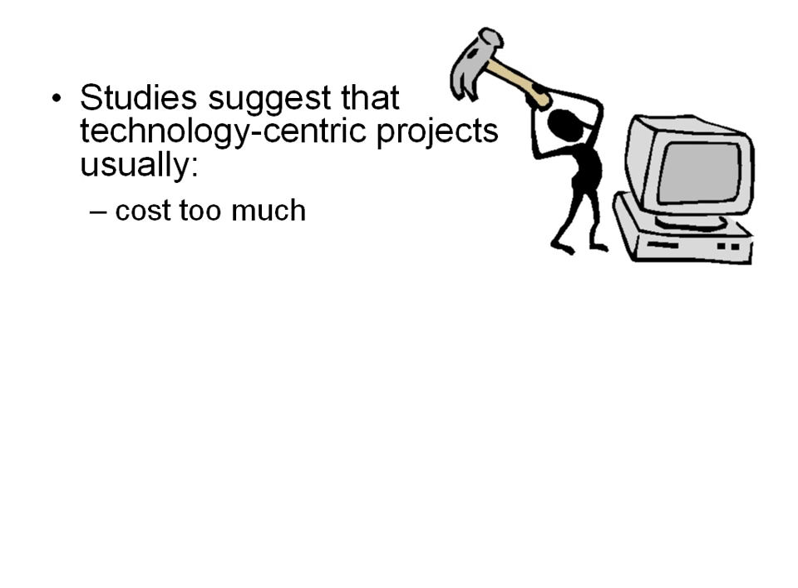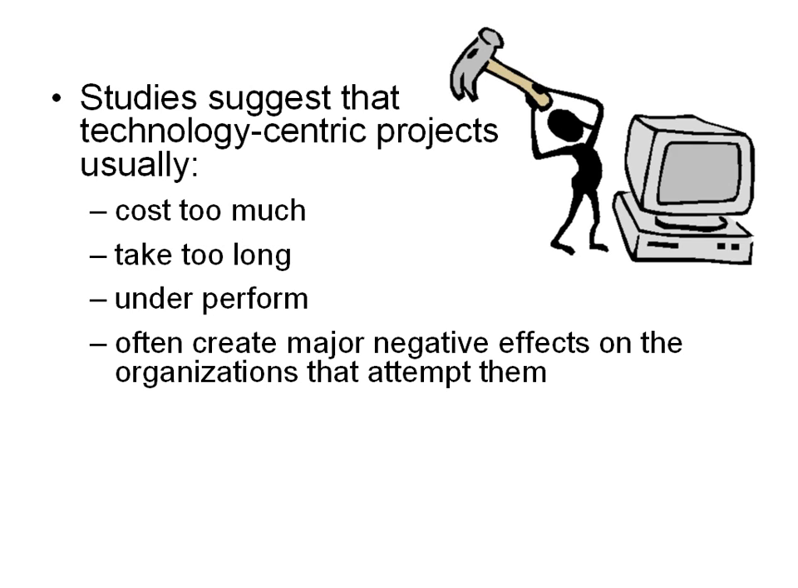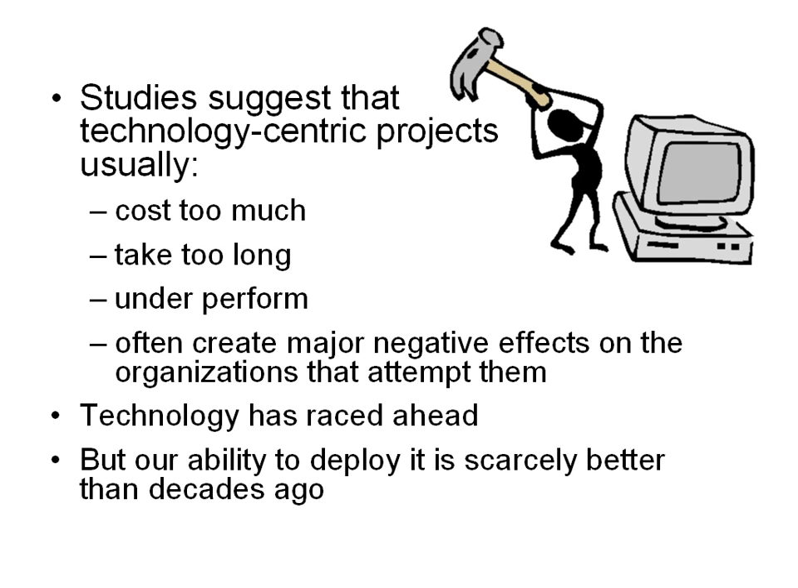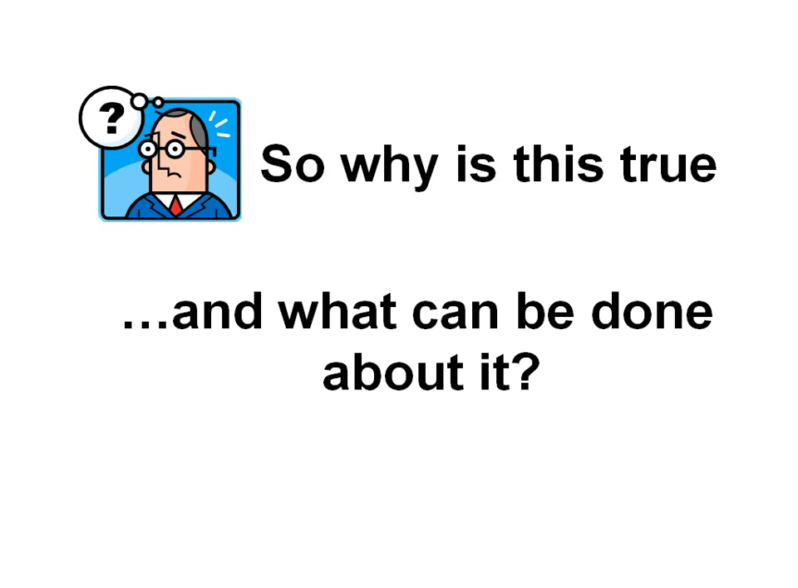Many projects cost too much, take too long, underperform, and create some major negative effects on the organizations that attempt them. Although we've raced ahead in technology, and the people who started in the computer field back in the 50s would be amazed at what they see, we're not a lot better at deploying it than we were decades ago. Why is this true? What can be done about it? We're going to talk about that.